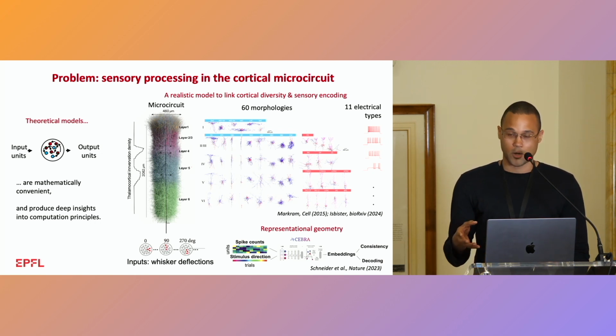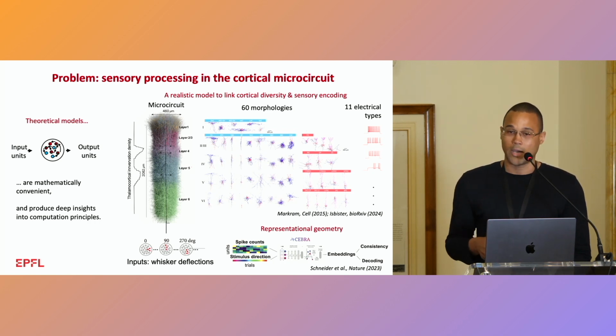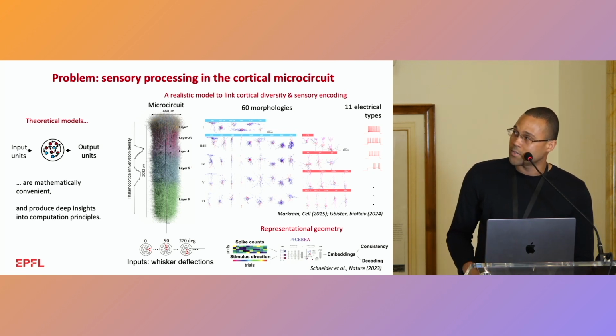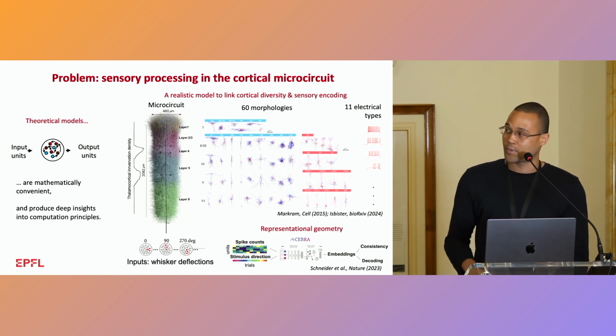So here we address this question using this biophysically detailed model of the rat's primary somatosensory cortex. The model comprises about 30,000 morphologically detailed neurons, spanning all 6 cortical layers and receiving inputs from thalamic fibers. The model also captures the biological diversity with 60 morphological types grouped into inhibitory types on the left and excitatory types on the right, displayed here. It features a realistic synaptic connectivity, short-term plasticity. It also captures 11 electrical types.